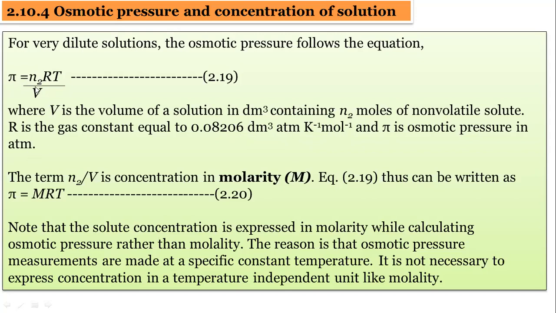So this term N2 divided by V, N2 is the number of moles of non-volatile solute and V is the volume of the solution. So this number of moles divided by liter is nothing but molarity, which is denoted with capital M. So putting this value of M, this equation becomes pi is equal to MRT. This equation 2.20 is the relation between osmotic pressure and concentration of the solution.